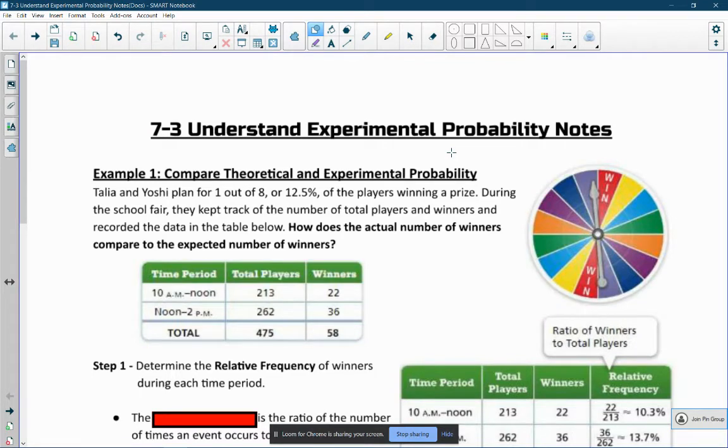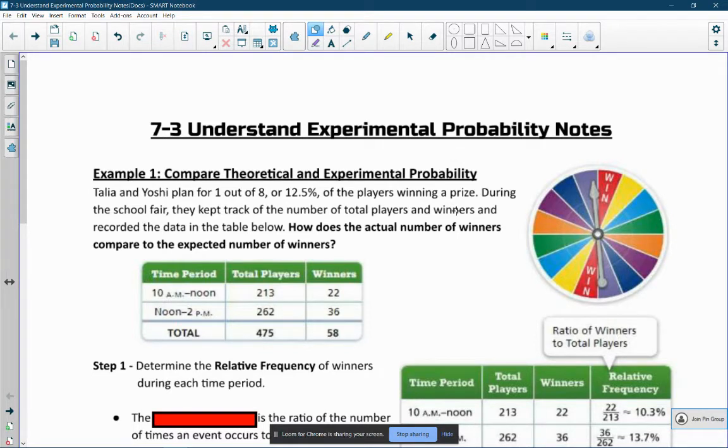It says Talia and Yoshi are playing for 1 out of 8, or 12.5%, and we get that by taking 1 divided by 8, of the players winning a prize. So in this game, our little pointer on the right, they expect that 1 out of every 8 people that spins the wheel, or 12.5% of players, will win a prize. During the school fair, they keep track of the number of total players and winners and recorded the data in the table below. So all of the people that played the game, they recorded how many people won the game and how many total players there were. And what they expected to happen was that 12.5% of the total would win the game.